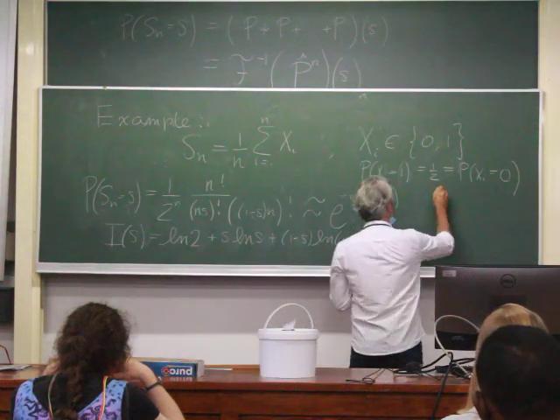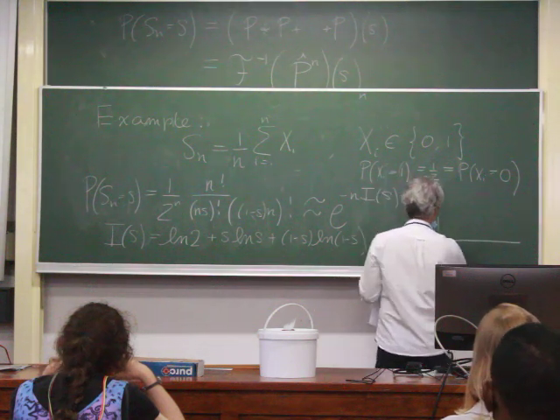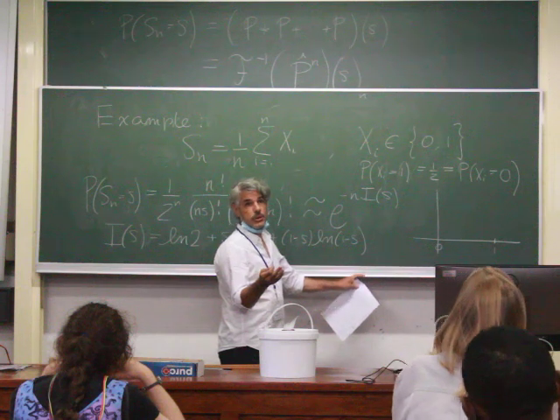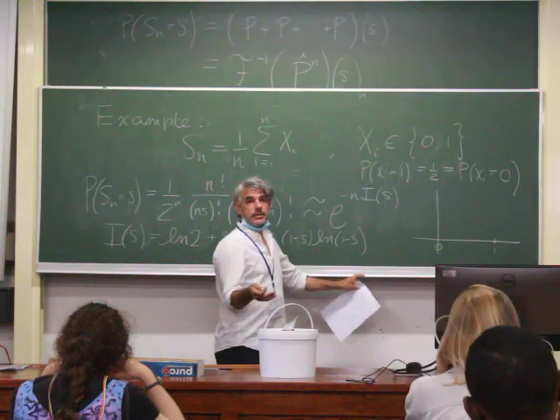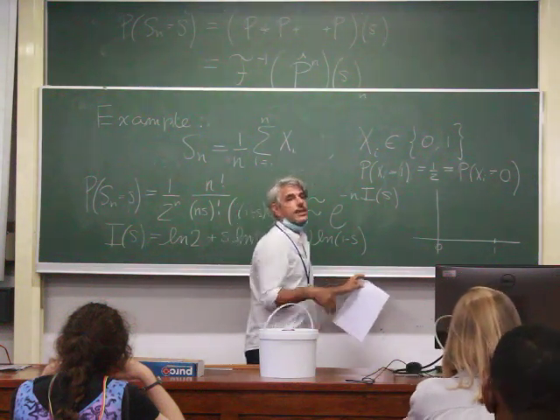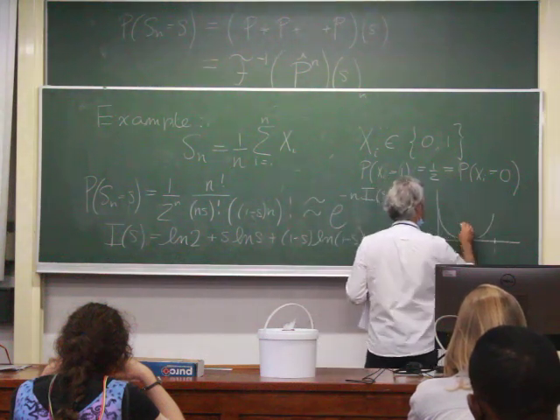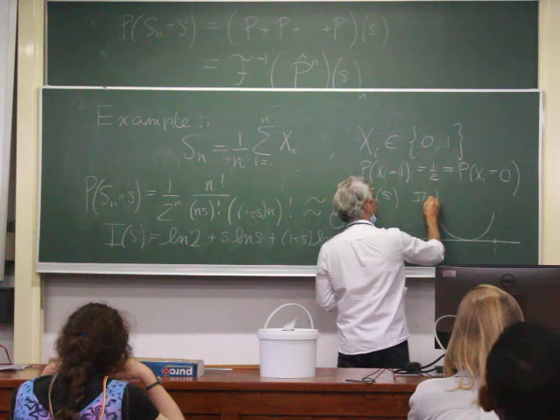And it has that shape. 0, 1. So the sample mean will be between 0 and 1 because you're summing 0, 1 random variables, and then you divide by n. And the rate function looks like this. This is I(s).